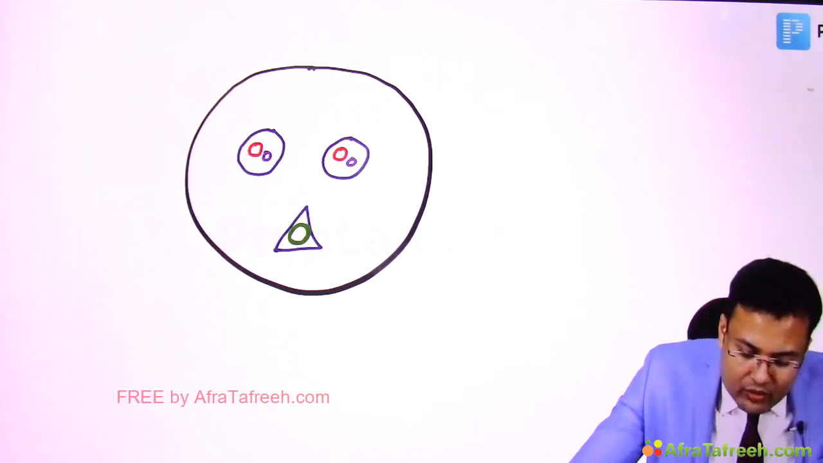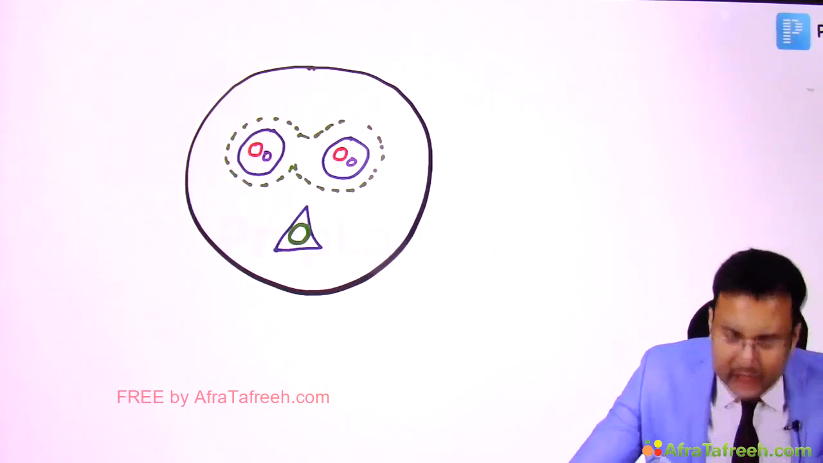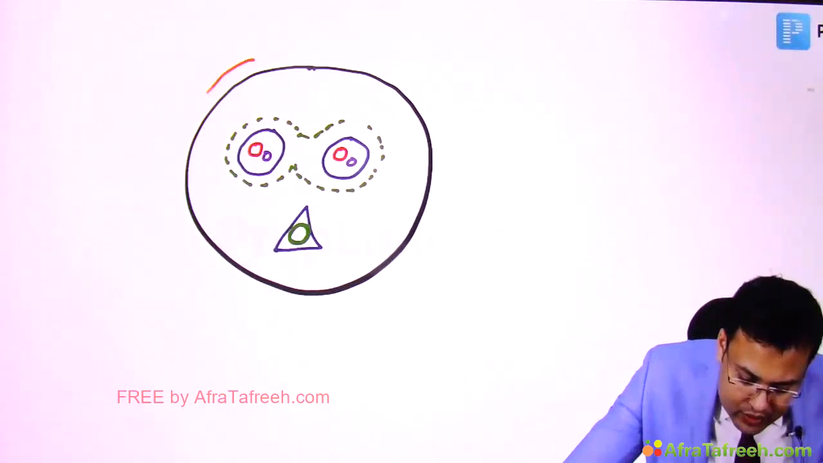Around this corpora cavernosa, there is the tunica albuginea. So this is a layer, that is tunica albuginea. This layer is Buck's fascia. Outside of Buck's fascia there is Colles' fascia.